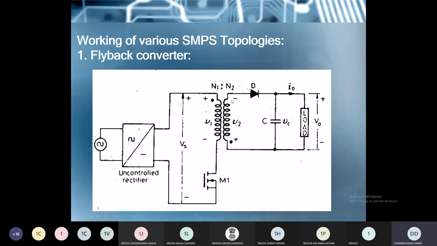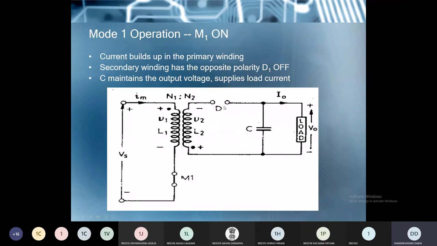You can see in the circuit diagram, this negative is connected with the diode. So your diode will be in reverse bias, it means it is in the open circuit condition. So you can see that here the diode is represented by an open circuit. Now, what will happen in this case? In the on condition of the switch, you cannot transfer power from supply to the load.